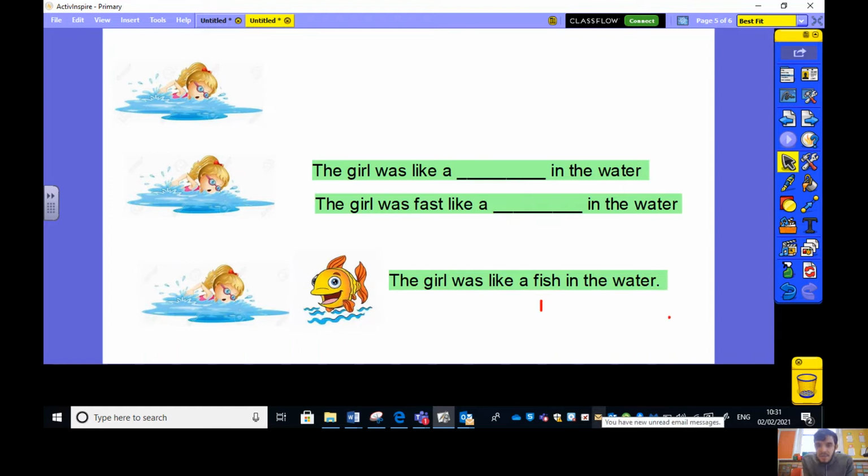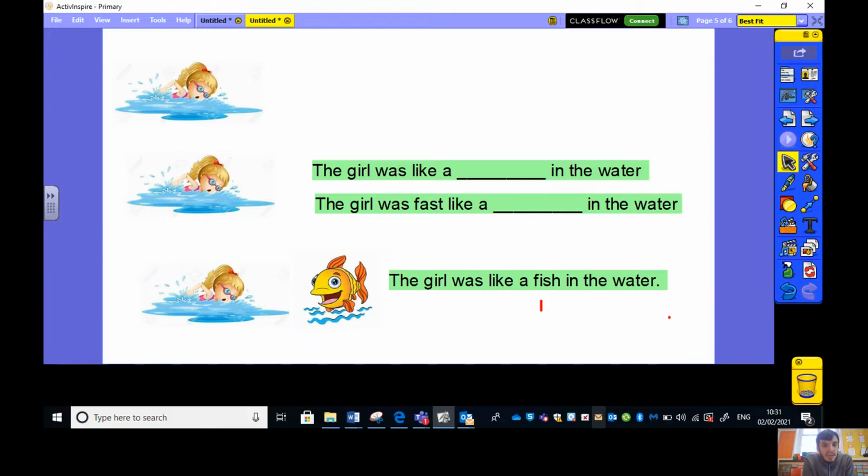And that's quite a common simile. People say that all the time. Oh, he's like a fish in the water. She's like a fish in the water. And when you hear that someone is like a fish in the water, it's a simile. That means they're a really quick swimmer, because we know fish live in the water and fish are quick swimmers. Remember, you compare something to something else using like or as, but it must have a reason for it.